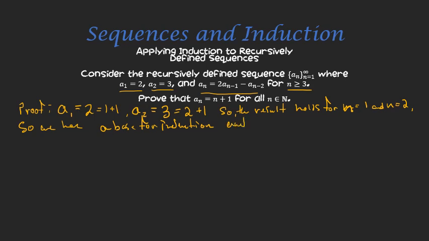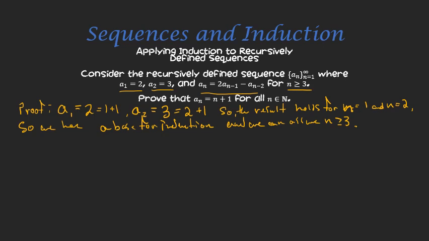And we can assume n is greater than or equal to 3 since we did two bases. And that's crucial, right? We need to assume n is greater than or equal to 3. Otherwise, we can't use the recursive definition.